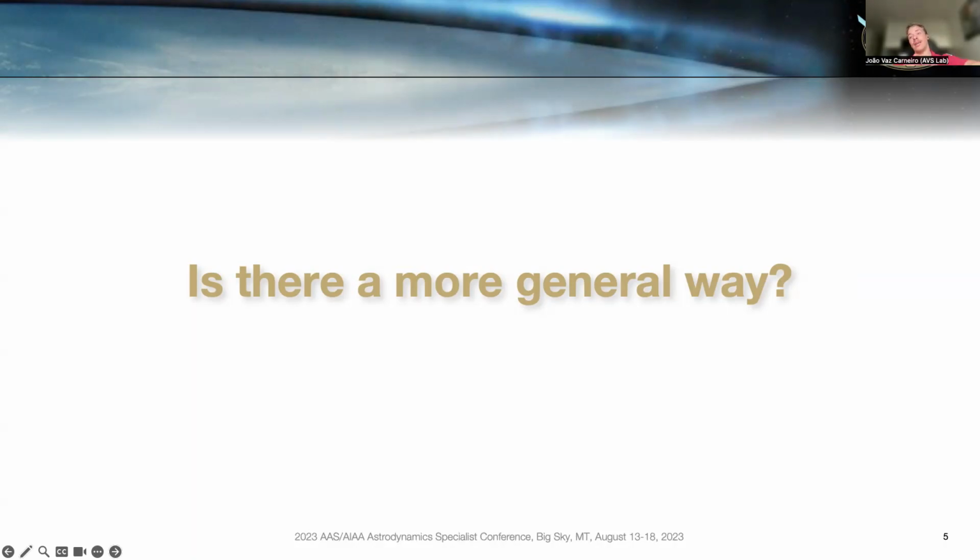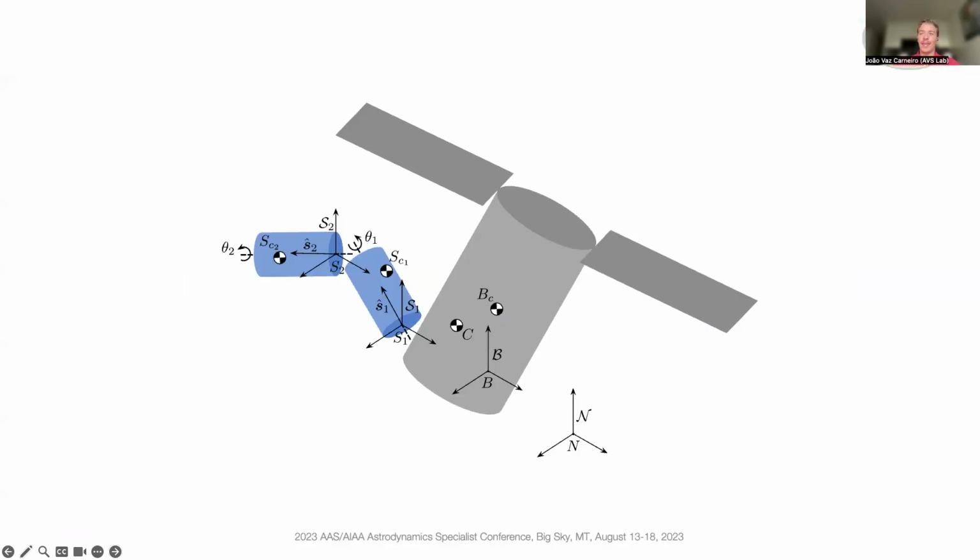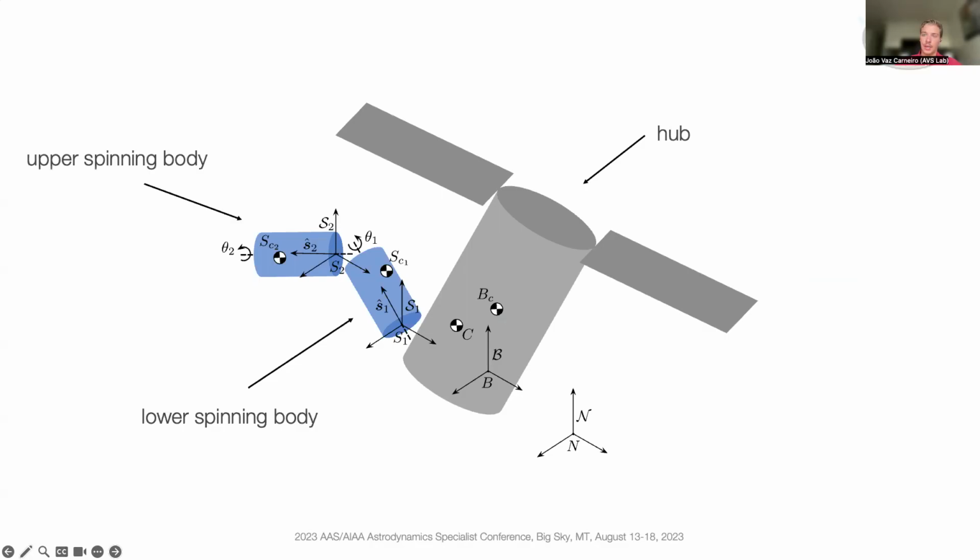Previous work tackled this generality question. So yes, we can do this in a more general way. The idea is we have this problem statement: it's just a generic spacecraft, again, with the rigid hub to which we attach a couple of rotating rigid bodies. And the idea is, instead of making the assumptions at the beginning, we don't. We just keep everything very general.